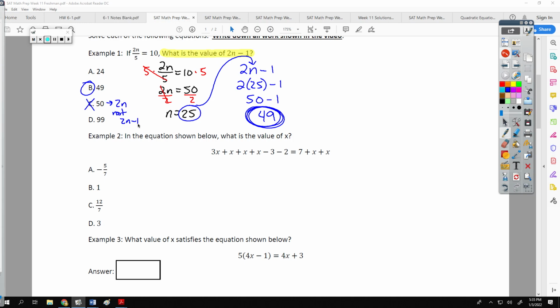On to example 2. Example 2 is slightly harder in that we need to start off by combining like terms on each side of the equation. So on the left side of the equation, we have a whole bunch of different x terms.